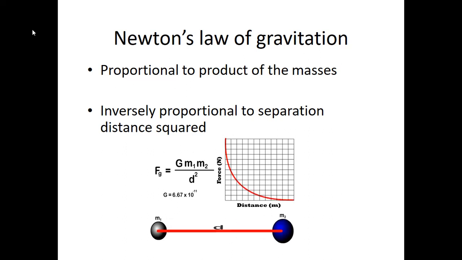So just remember, with Newton's law of universal gravitation, the force is directly proportional to the product of the masses and inversely proportional to the square of the distance between the two masses.